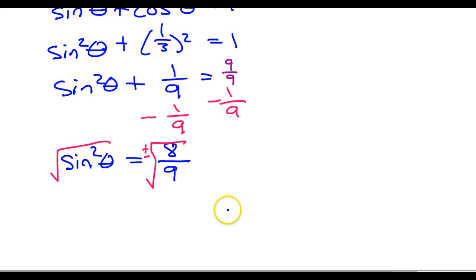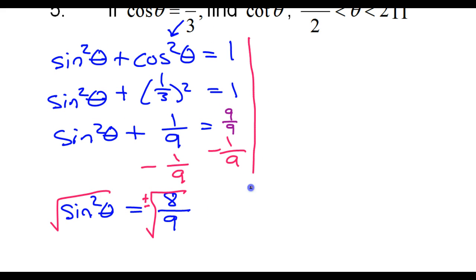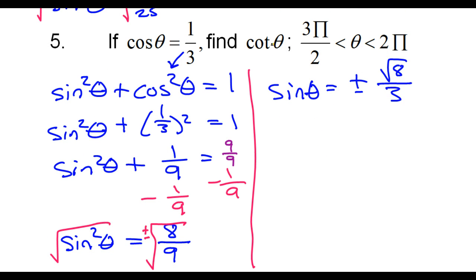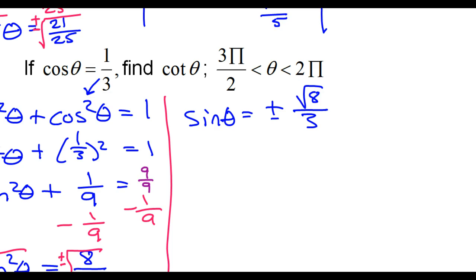Okay, so that is going to give us sine theta is equal to plus or minus, and for now I'm just going to write the square root of 8 over 3. Now, I may simplify that radical 8 later. Now, we are supposed to find the cotangent of theta. Well, hold on. Let's decide whether it's positive or negative. That's all about the quadrant.